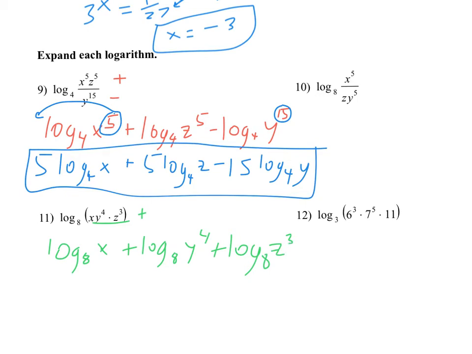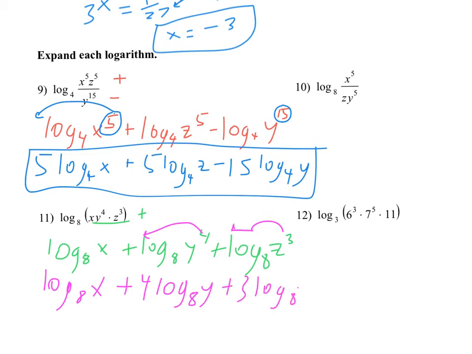And then, like we did on the last one, we're going to go ahead and move all the exponents out to the front. Now, the first log does not have an exponent. That's fine. We'll just rewrite it as is. And then this one will say 4 log base 8 of y, and then plus 3 log base 8 of z.